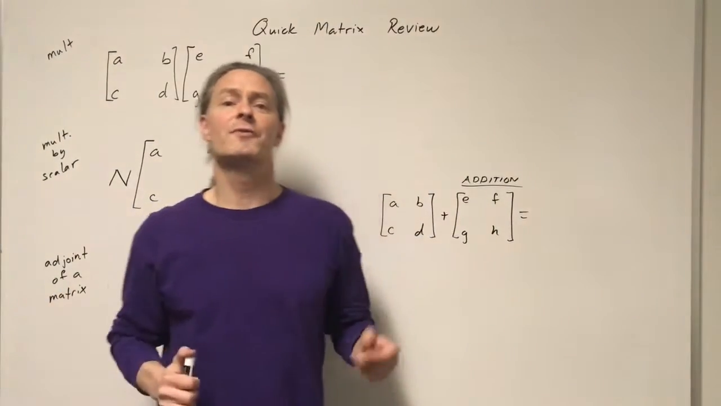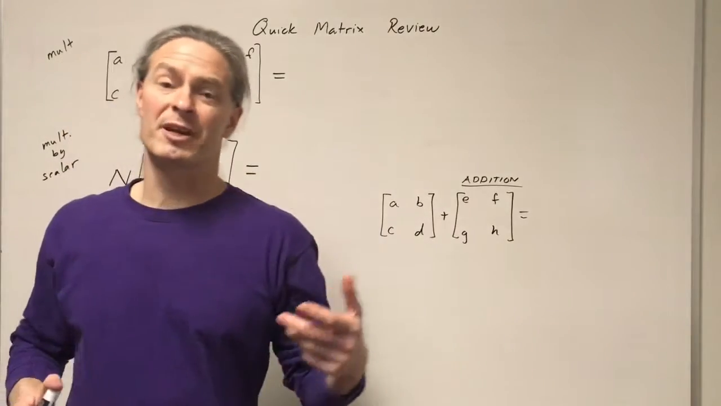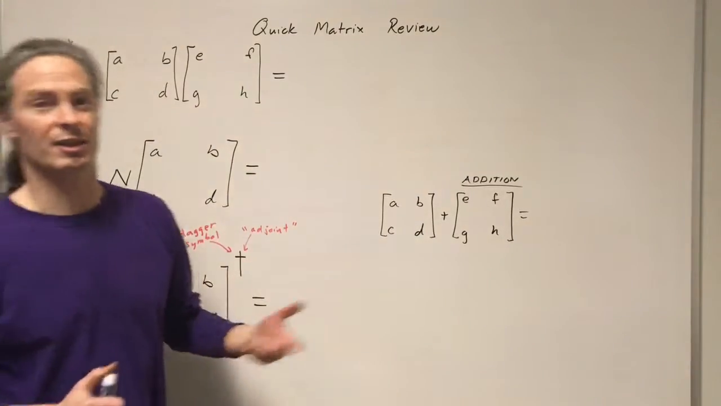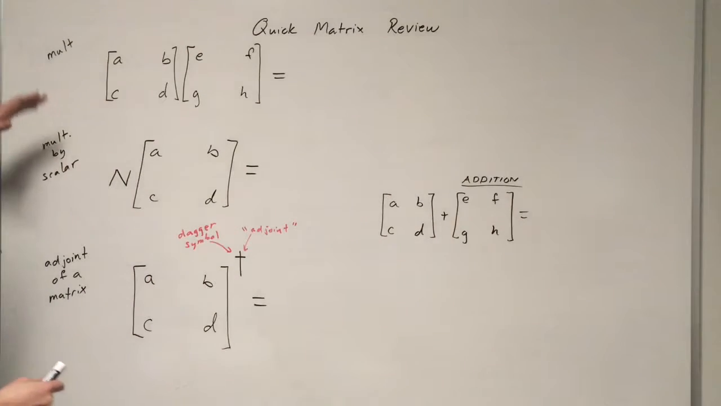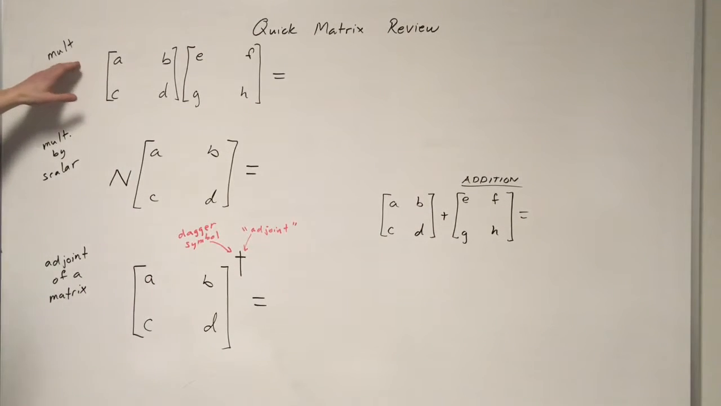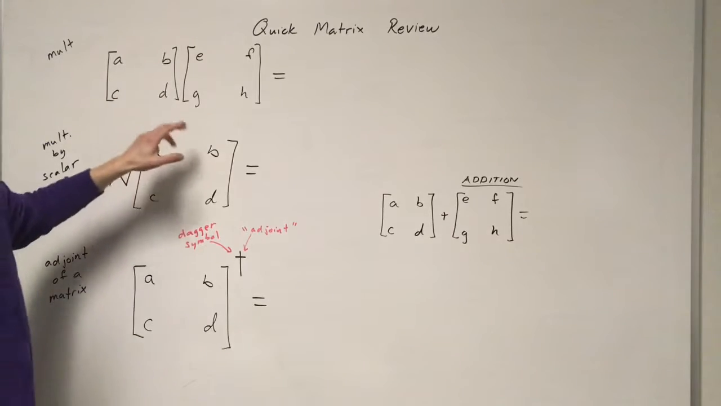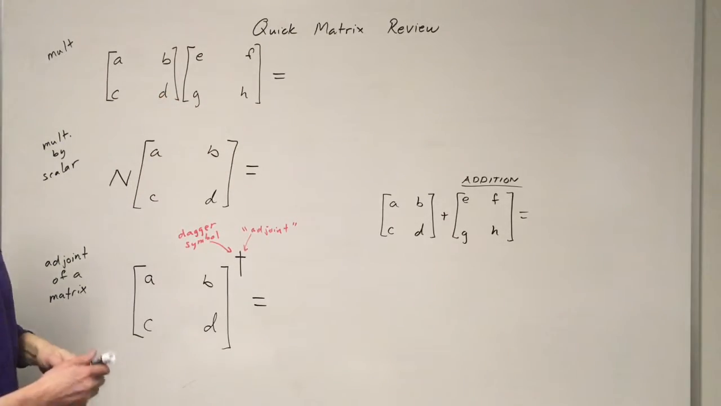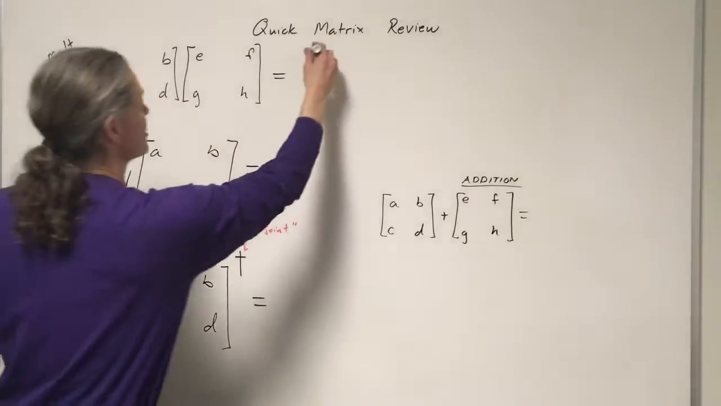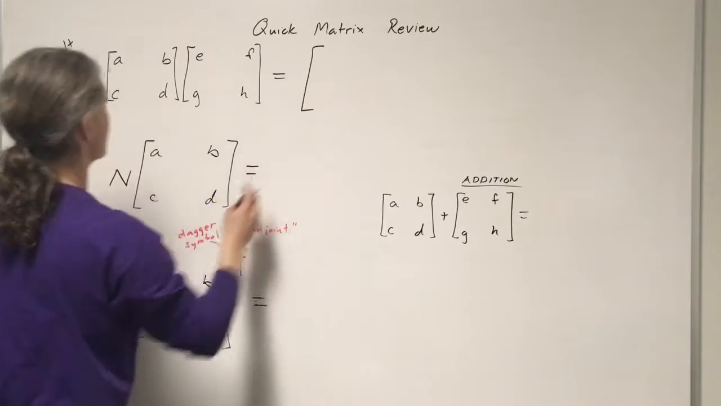Hi everybody. In this video I want to review some key aspects of matrices that we'll be using in the coming days. So here we go. Matrix multiplication. Imagine I've got a matrix with these elements A, B, C, and D, and another matrix with these elements E, F, G, and H. We can multiply those two matrices out. We do that as follows.